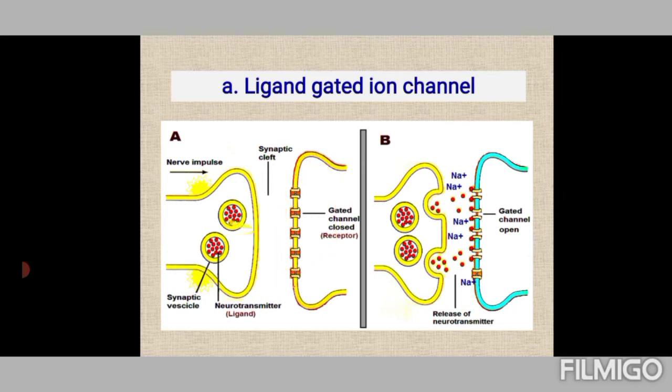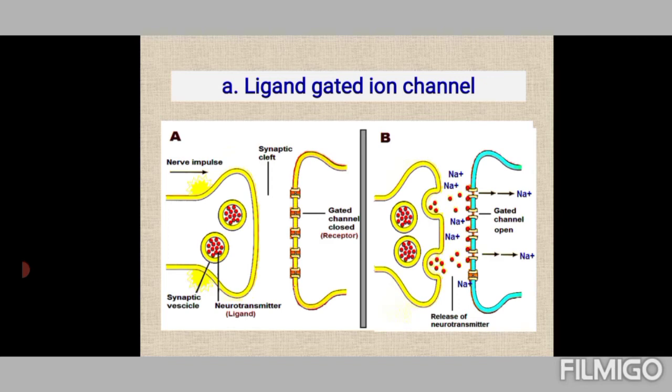Now, when an action potential arrives, what happens is that the synaptic vesicle releases the neurotransmitter into this synaptic cleft, and this is by a process called exocytosis, which we will deal with in one of the future lectures. Now, as the neurotransmitter is released here, it will induce the gated channel to open. So this is what happens during ligand-gated opening or control of these channels. And as these gated channels open, these sodium cations get into the cell like this. So this is what happens during ligand-gated ion channel operation.